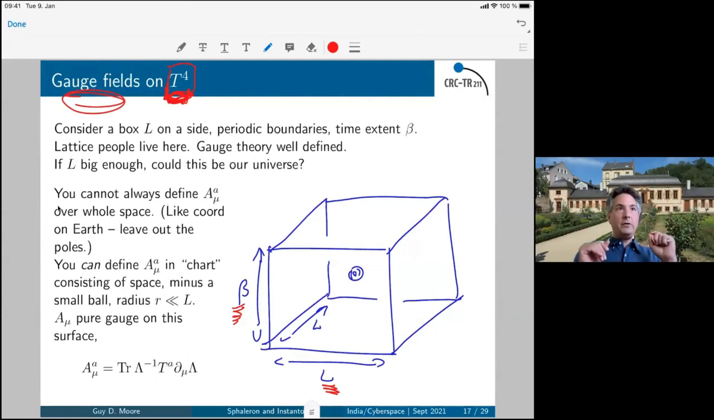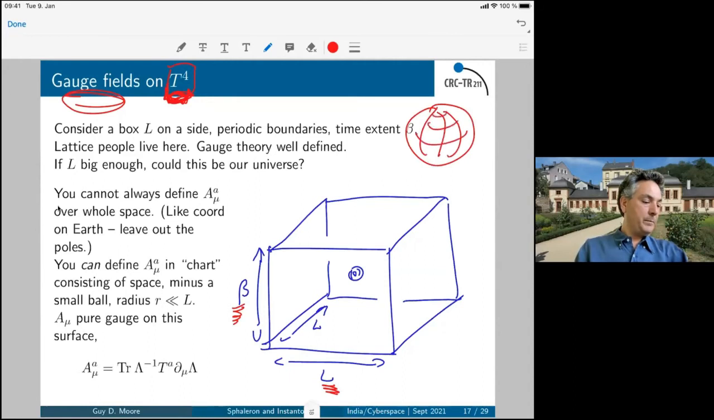So for instance, on the Earth, you cannot choose a set of coordinates to describe the surface of the Earth which are everywhere free of singularities. Typically, we choose to cut out the North and South poles, and then we have a perfectly good set of coordinates which can describe, so here's the Earth, and we choose these latitude and longitude coordinates, and they work fine, except at this point and at this point where the coordinate system becomes singular.